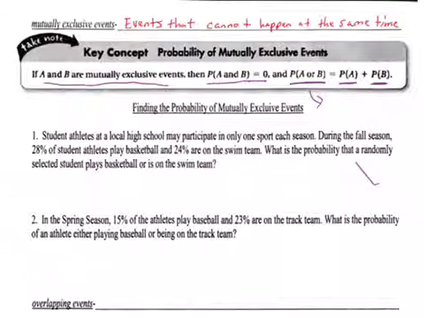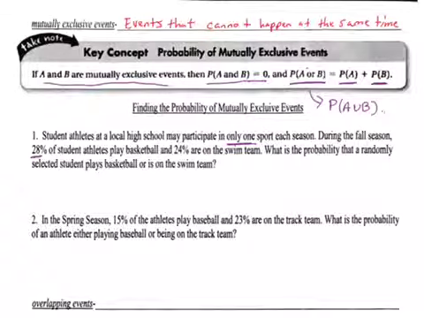When they write this, instead of writing "or" here, probability of A or B, they are known to write it as A union B, like this, the probability of A or B. So keep that in mind when you see this on worksheets and tests, that this statement is also written like this. Question 1. Student athletes at a local high school may participate in only one sport each session.